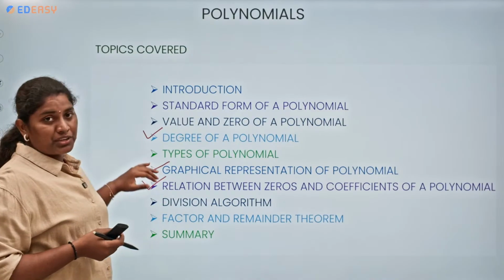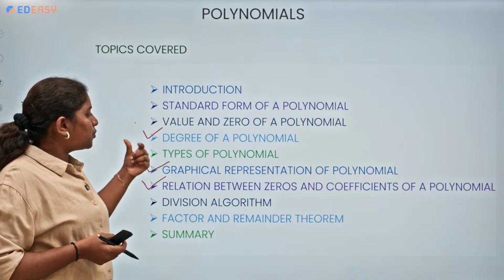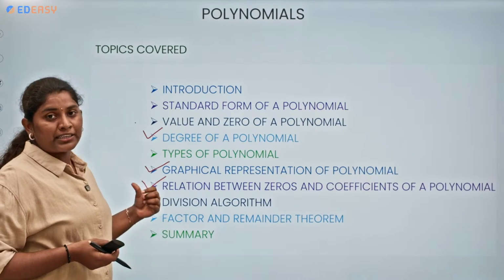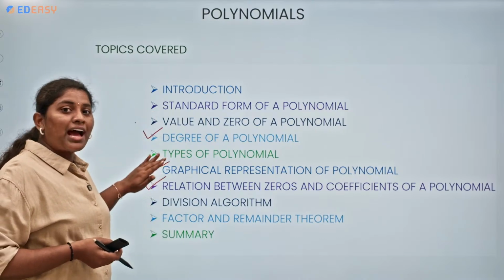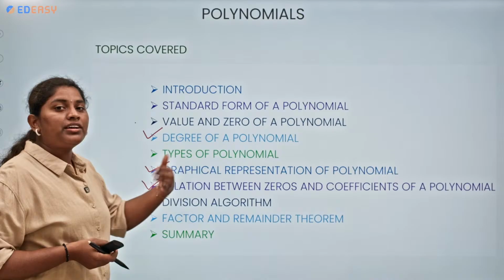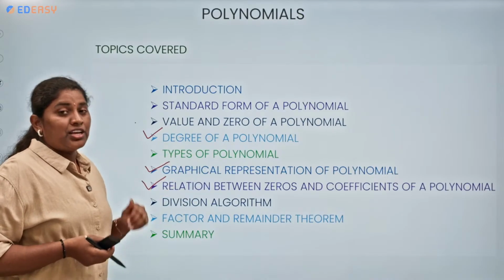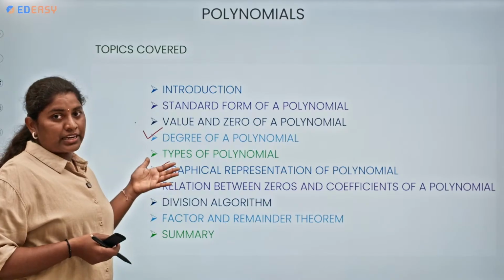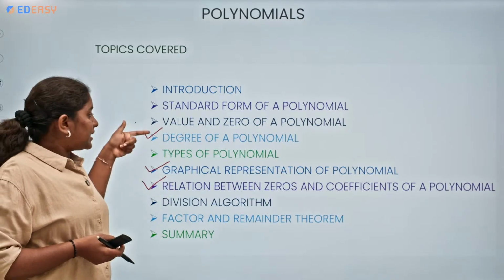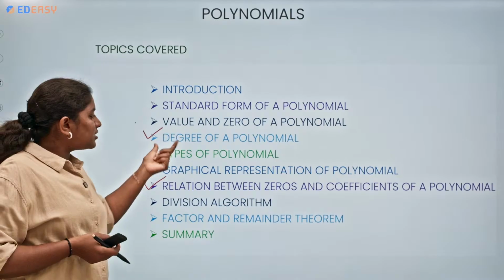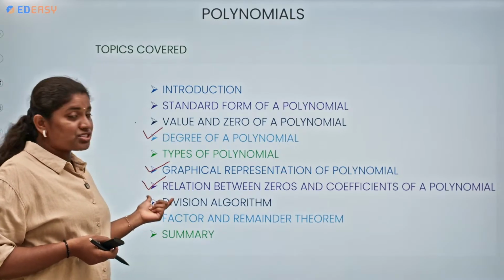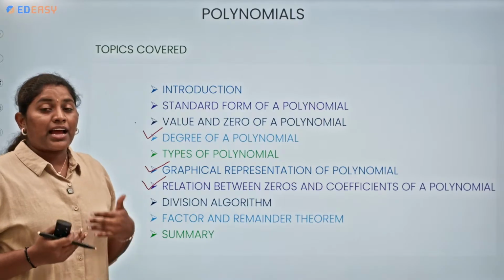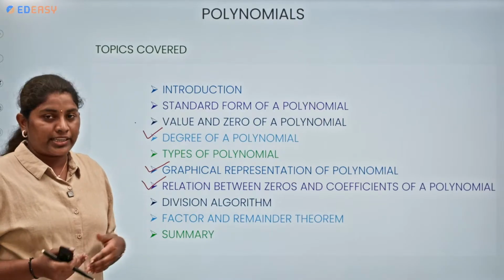Whatever remains, like value and zero, types of polynomial, division algorithm, factor and remainder theorem, all these we have already learned in grade 9. Okay, so no need to worry, these are topics that we already learned in grade 9. And here, mostly we will concentrate on degree, graphical representation and the relation between zeros and coefficients. Okay, so let's explore them in detail.